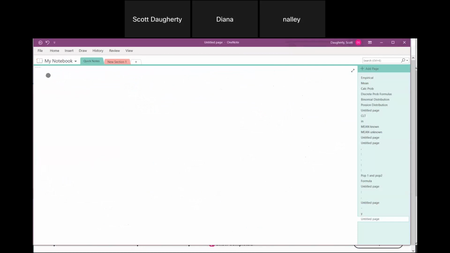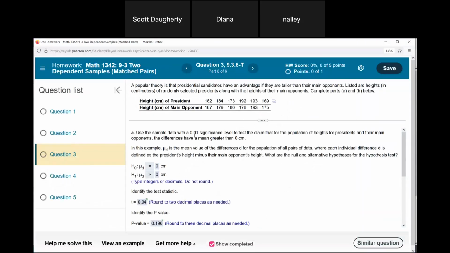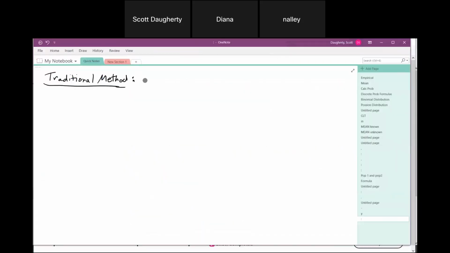Okay, so I'm going to do the traditional method first. We always do. And if you look at the problem, they want you to test this at a significance level of 0.01. So alpha is 0.01. Okay, and of course, we've done this several times. The first thing you really want to do when you run one of these hypothesis tests is to write down the claim mathematically. So let's just go see what that is.